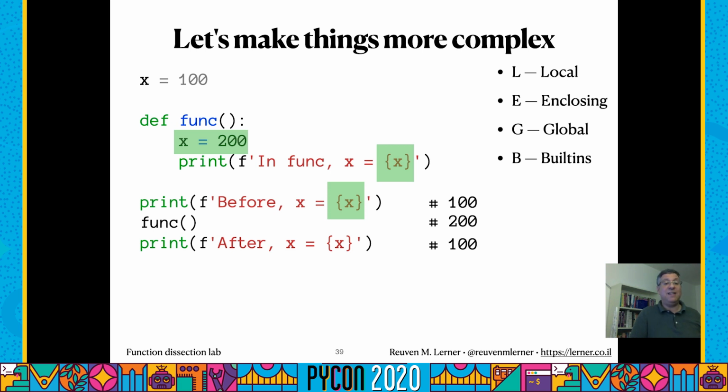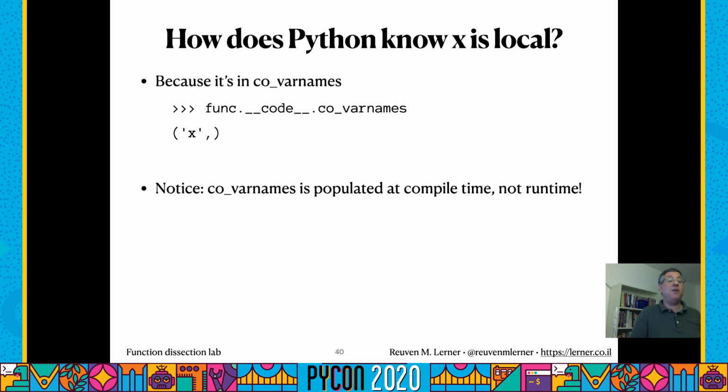And then finally, it comes back. The local variable is gone. We have just the global, and that's fine. And as we can see here, if we look at co_varnames, sure enough, x is defined inside of co_varnames. That's how Python knows. Notice, co_varnames is populated at compile time, not at runtime.